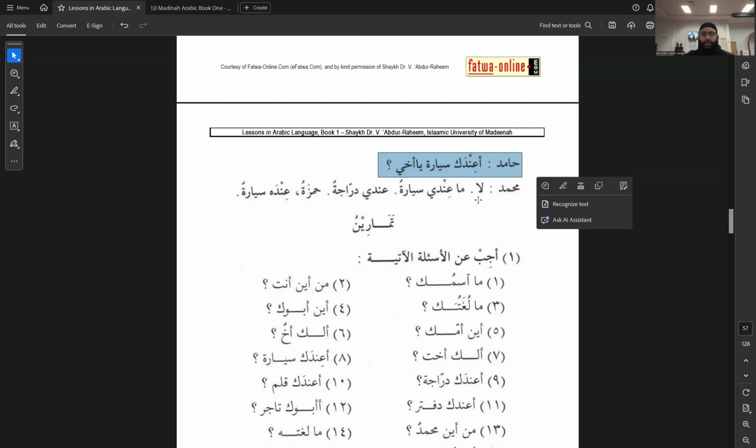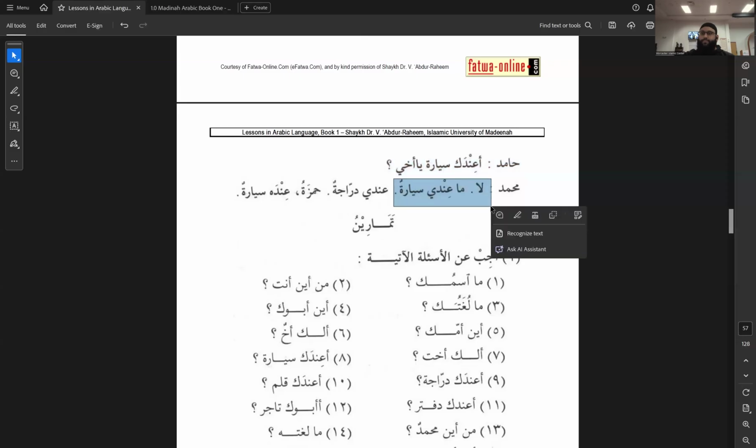Last sentence. لا ما عندي سيارة عندي دراجة. حمزة عنده سيارة. Slowly say لا ما عندي سيارة. What does that mean? No. ما here does not mean what. It's a way to negate whatever was said before. Okay? So this ma is the second type of ma that we're learning. The first ma that we learned was just asking a question. Masmuka. It means what? Ma hada. What is this? This ma is to negate a sentence, negate a statement, sorry. So if in the previous sentence, أَعِندَكَ سَيَّارَةٌ يَا أَخِي, do you have a car? It's not enough to just say لا عندي سيارة. That means no, I do have a car.